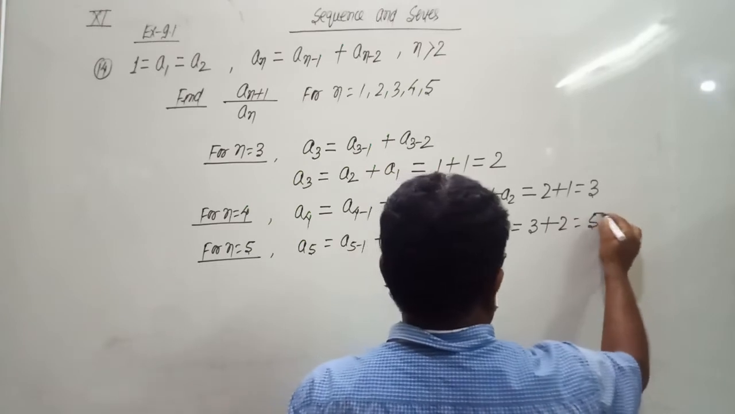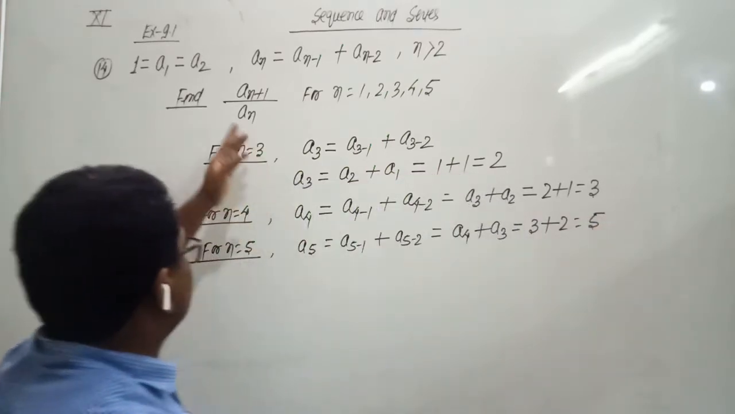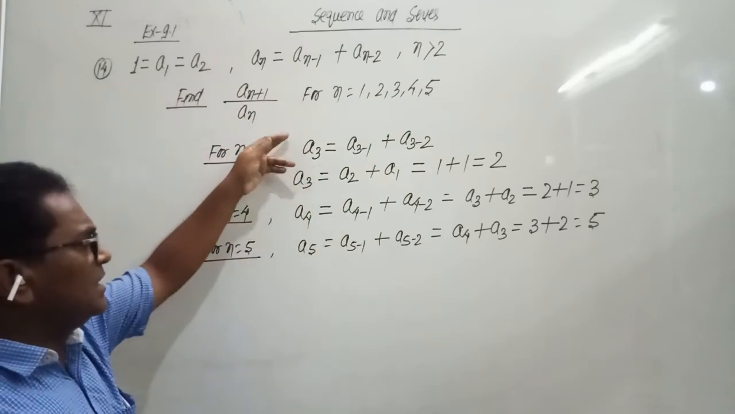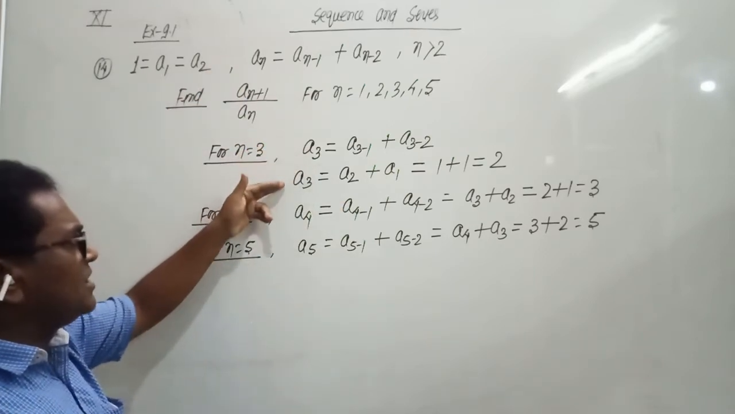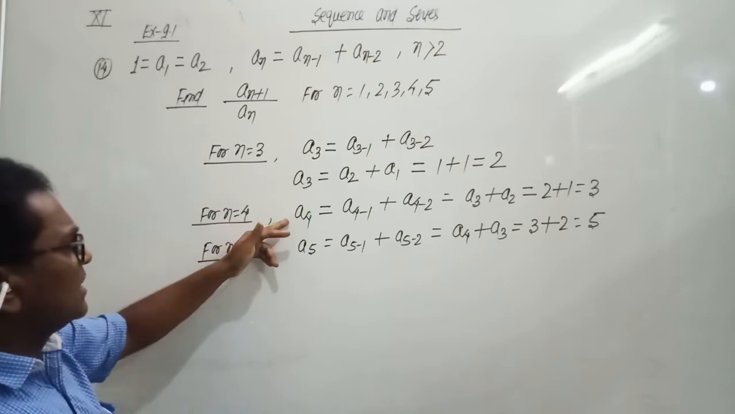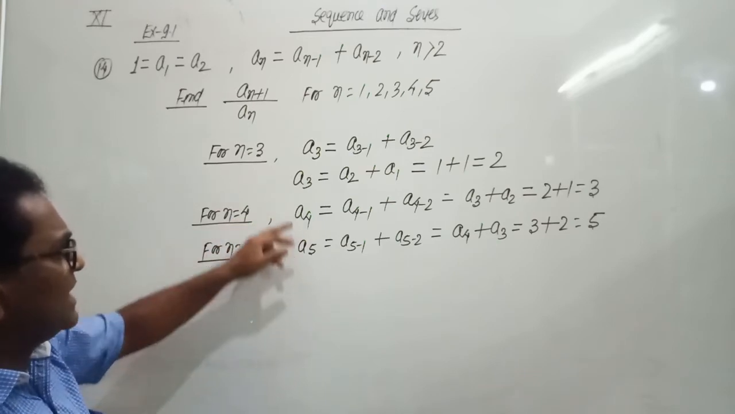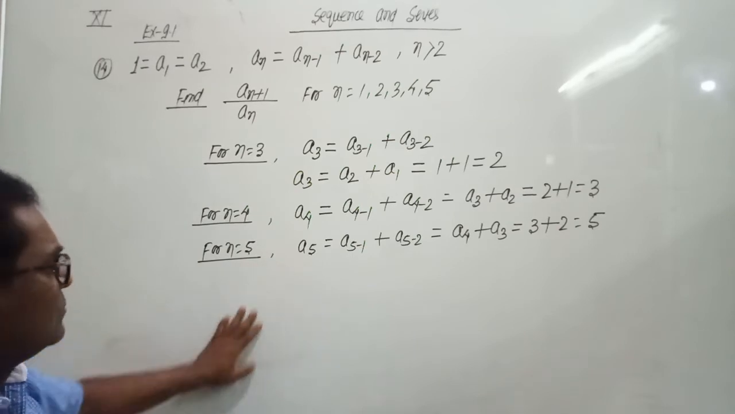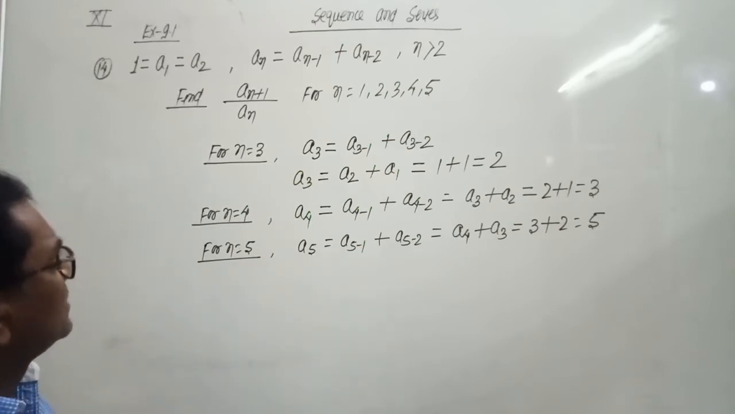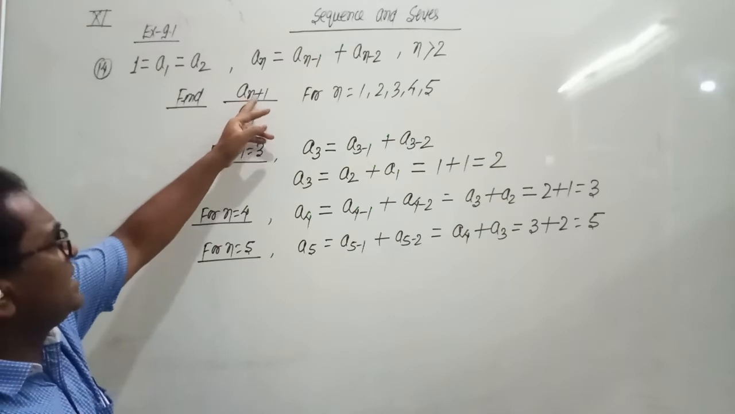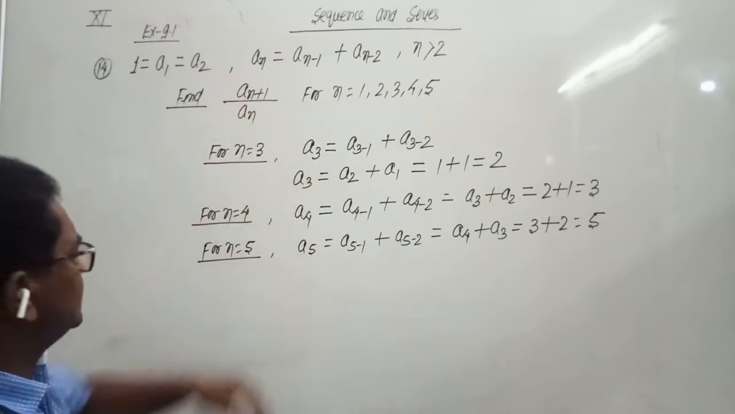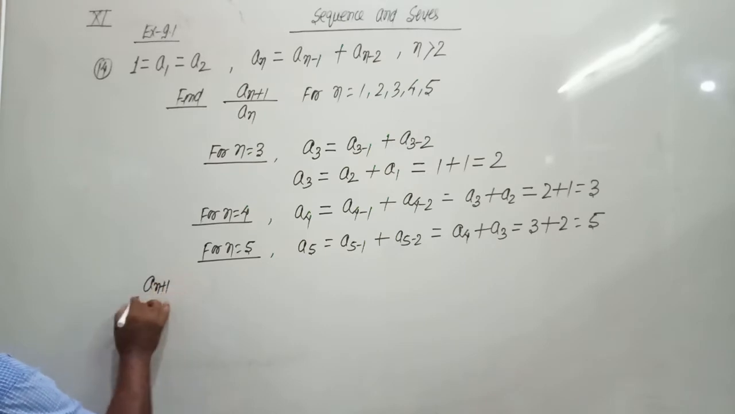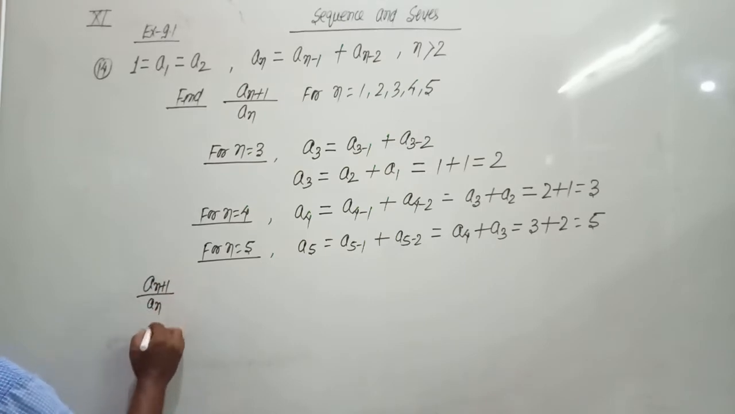So 3 plus 2, 5. So we have calculated the value of a1, and a2 was already given, and we calculated a3, a4 and a5. Now we put the value of n equals to 1 in the given expression. So we have given a(n+1) upon an.